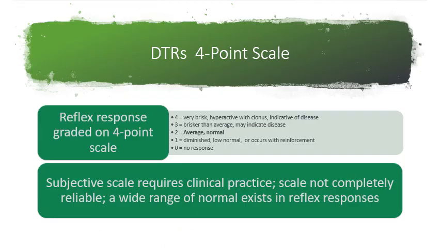When you're assessing deep tendon reflexes, there's a 4-point scale that you can use. 2 is average, just like with pulses. 0 is no response. 1 is diminished. 2 is normal, 3 is a little brisker than normal, and 4 is hyperactive or with clonus, like where it spasms or it gets stuck.